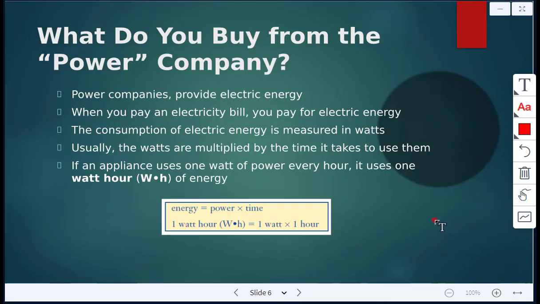What do you buy from the power company? Power companies provide electric energy. So when you're paying the electricity bill, you are paying for electric energy. The consumption of electric energy is measured in watts, and then the watts are multiplied by the time it takes to use them. So if an appliance uses 1 watt of power every hour, it's using 1 watt hour of energy. So the energy is power multiplied by time. 1 watt hour is 1 watt times 1 hour.